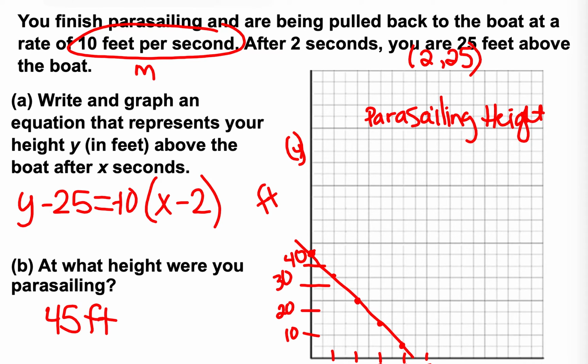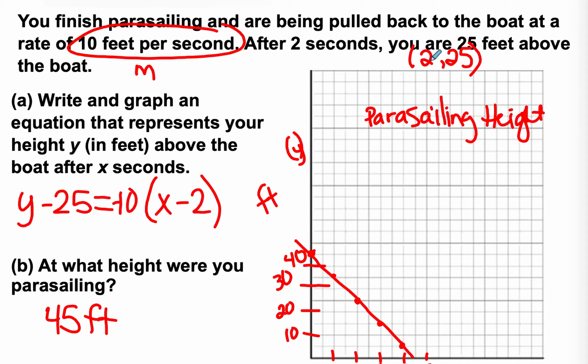All right, our final type of question here is a story problem situation that has a graph. It says you finish parasailing and are being pulled back to the boat at a rate of 10 feet per second. That is our slope right there, that 10 feet per second. After 2 seconds, you are 25 feet above the boat. That's like (2, 25) as an ordered pair. And I know that 2 is my x value because anytime that you have time as one of your variables, that time is always going to be your x.